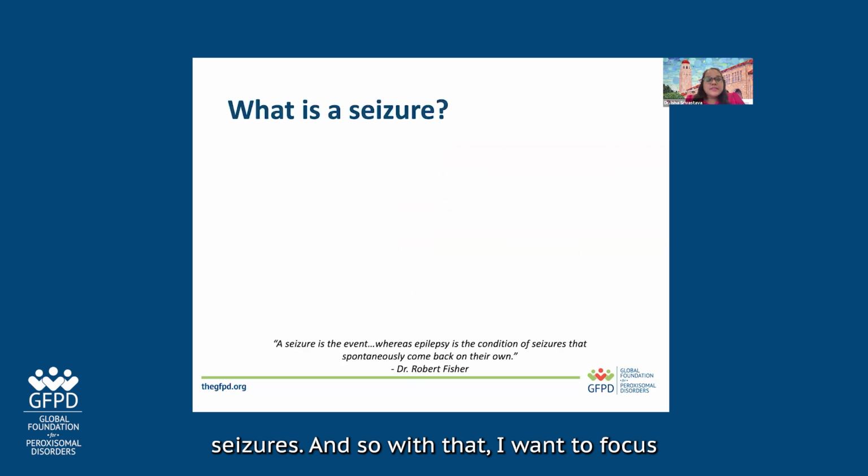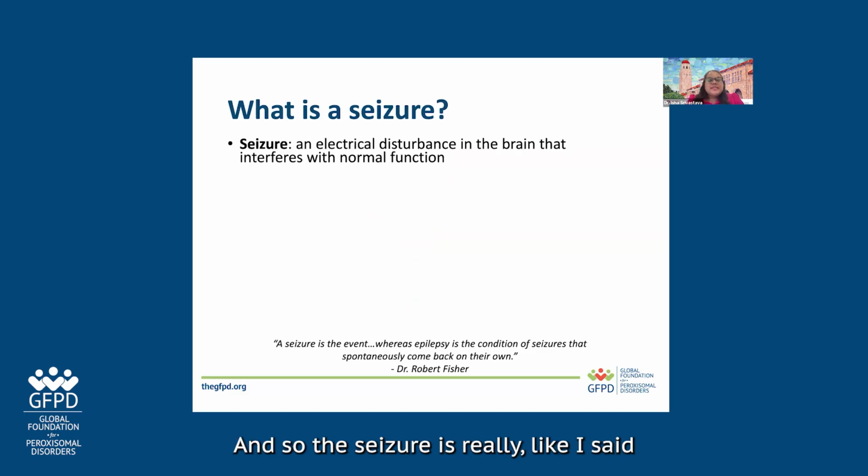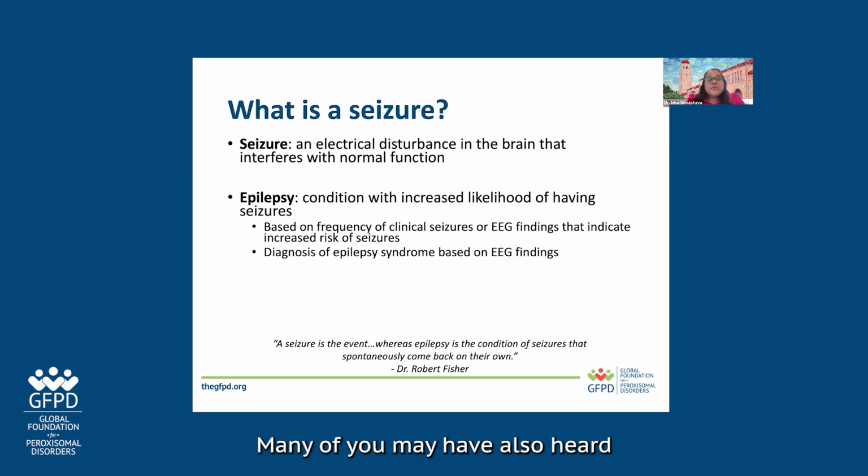And so with that, I want to focus on really understanding what do we mean when we say a seizure. And so a seizure is really, like I said, that electrical disturbance in the brain that can interfere with normal function. Many of you may have also heard the word epilepsy. I remember somebody put it in the chat. And so epilepsy is really the condition that means that you're at increased risk for having seizures. And so I really like this quote that I put down here from one of our epileptologists over at Stanford, that seizure is the event and epilepsy is the condition. And oftentimes they can be used interchangeably, but to your neurologist, they mean slightly different things.